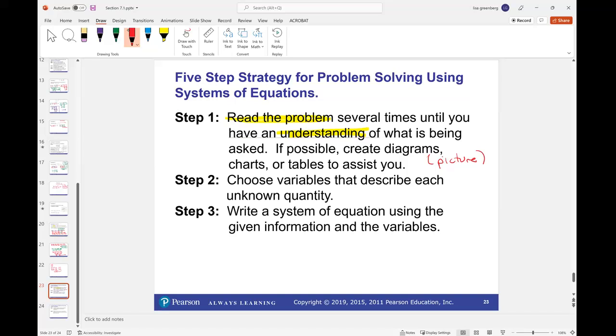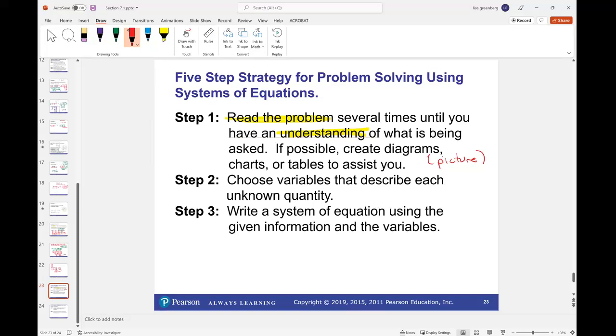And then choose the variables that describe each unknown quantity. So I did D, N, and Q because that way it was easy for me to keep track of dimes, nickels, and quarters. If you use X, Y, and Z, you're going to have to write somewhere what each of those things stands for, because in the end, you won't know.